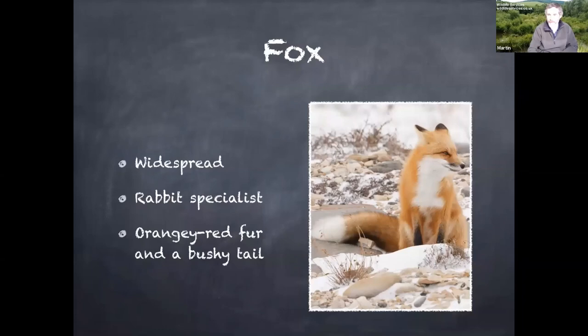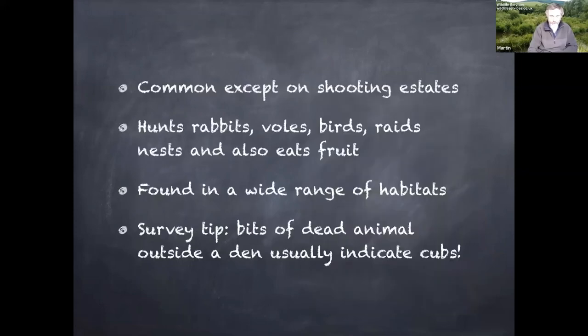Now we move on to the fox. These are the only representative of the dog family that's wild and native to the UK and to Wales. I'm sure we're all familiar with the fox. It's a rabbit specialist, though it will eat lots of other things. Distinctive orangey red fur and a bushy tail. They've got black tips to their ears, black legs. A very obvious animal that most people have seen.